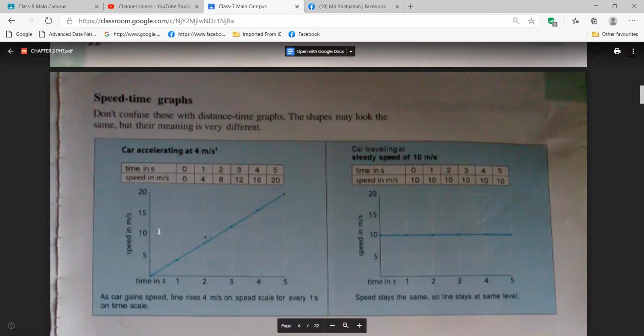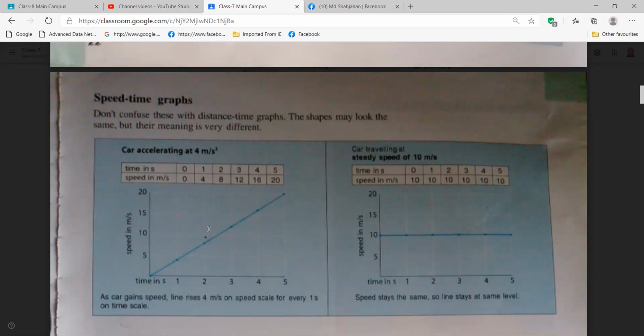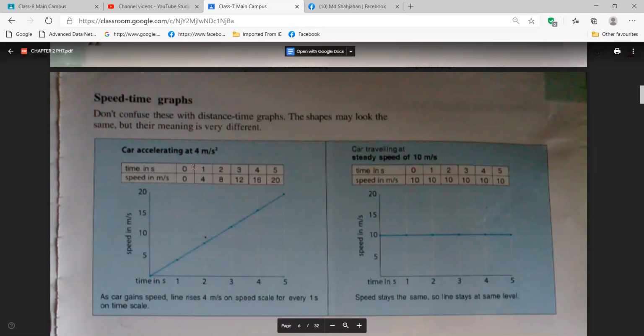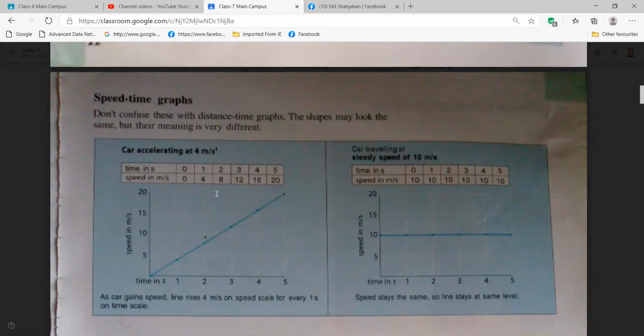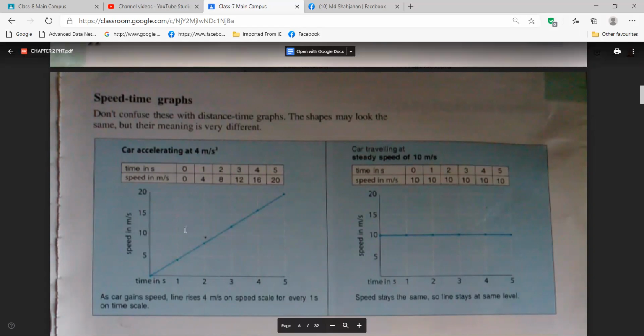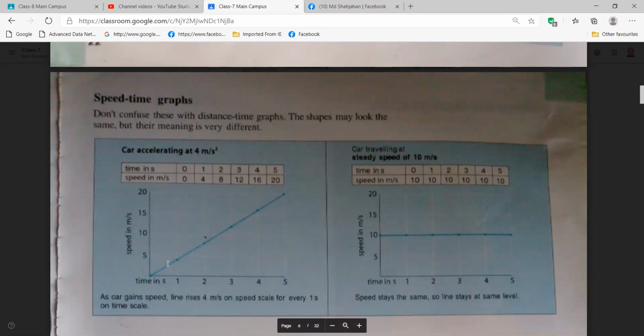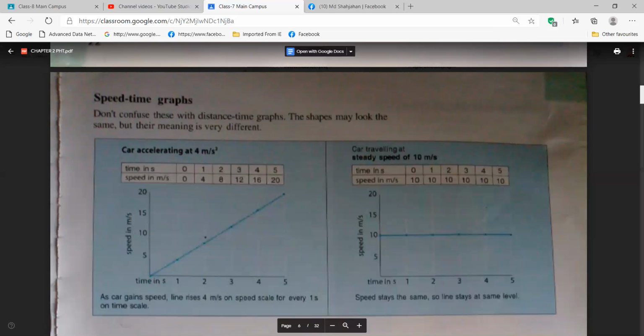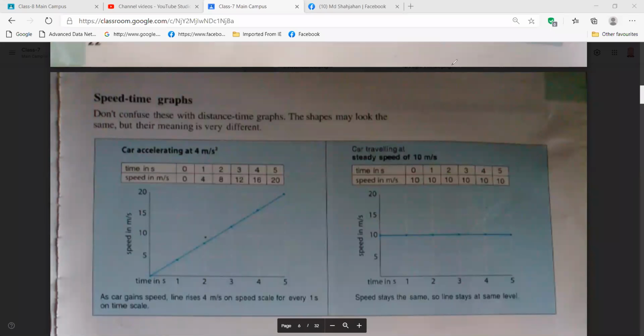And as we are getting a constant rate of increase of speed, we are getting constant acceleration. If we are getting constant acceleration, then we are getting a steep straight line. So in your copy, you also draw it, everyone. Are you drawing? You draw simply this way. This is speed and this is time.